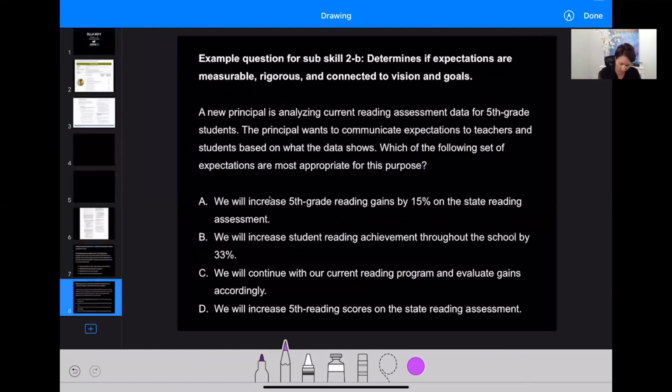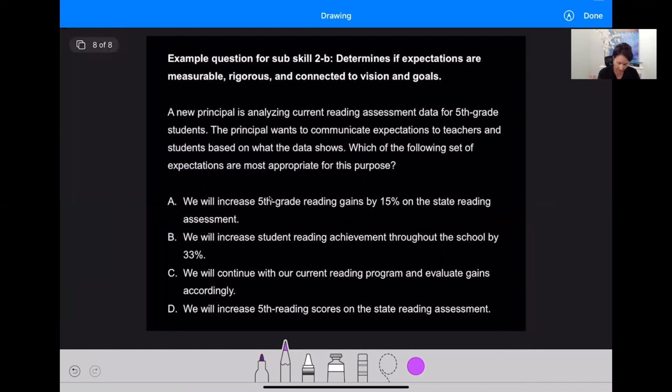And finally, one more question from my book, the NavEd SLLA book. This one has to do with 2B under the vision and goals piece. Determines if expectations are, here we go, measurable, rigorous, connected to the vision and goals. We said that those are all good words, all right? And remember, high expectations for all students is also connected to this. So let's go with the answer choices first.